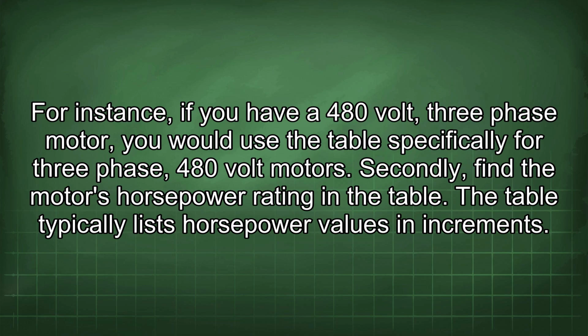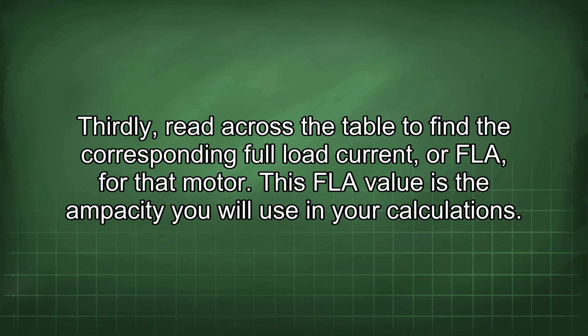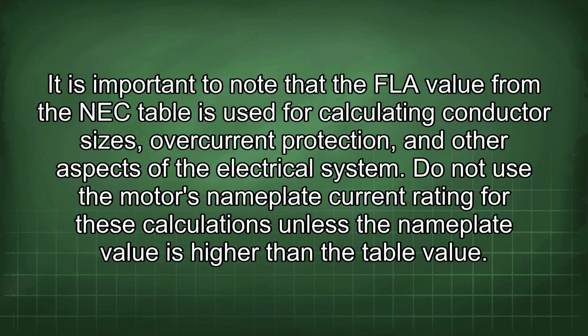motors. Secondly, find the motor's horsepower rating in the table. The table typically lists horsepower values in increments. Thirdly, read across the table to find the corresponding full load current, or FLA, for that motor. This FLA value is the ampacity you will use in your calculations. It is important to note that the FLA value from the NEC table is used for calculating conductor sizes, overcurrent protection, and other aspects of the electrical system.